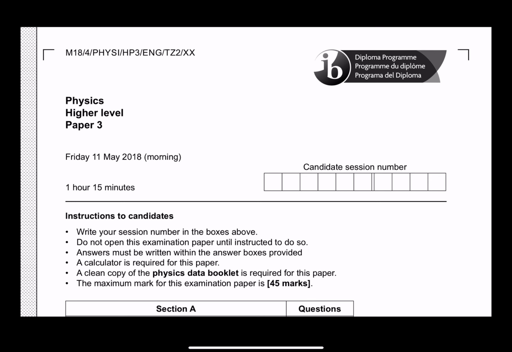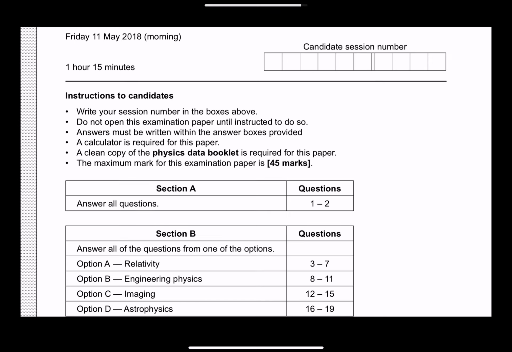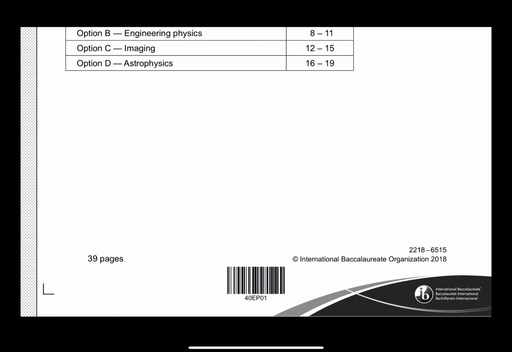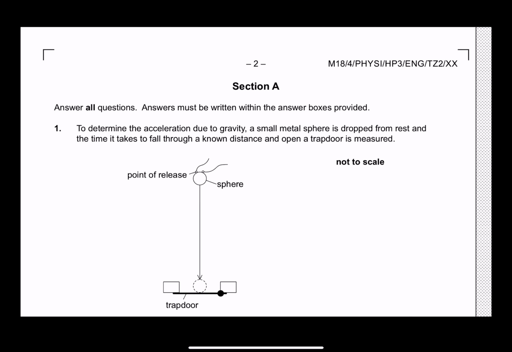So this will be the solution video for Physics Paper 3 from May 2018, Time Zone 2. And we're looking at Section A only, not the optional topics. And so here's Section A, number 1.